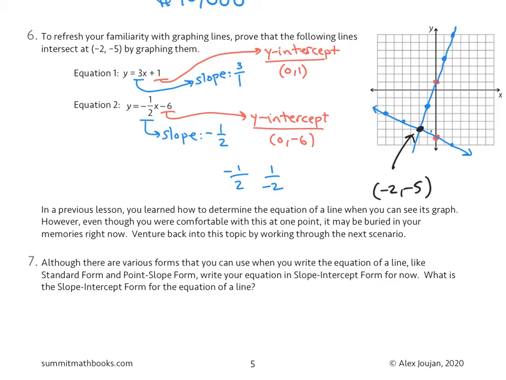7. Although there are various forms that you can use when you write the equation of a line, like standard form and point-slope form, write your equation in slope-intercept form for now. What is the slope-intercept form for the equation of a line? That would be y equals mx plus b. M represents the slope, and b represents the y-intercept. That's why it's called the slope-intercept form.